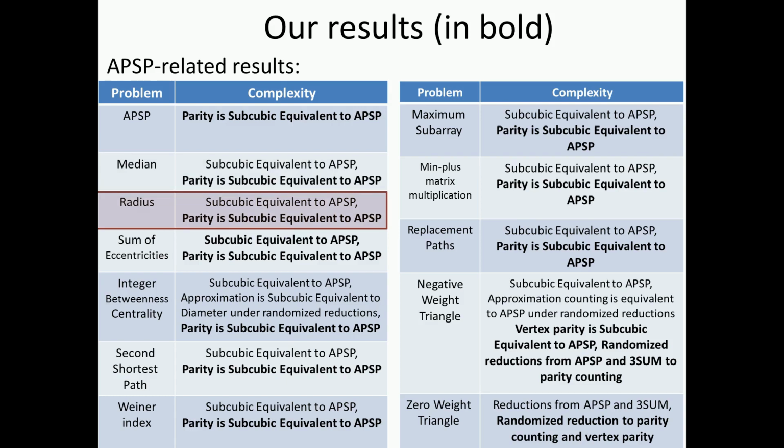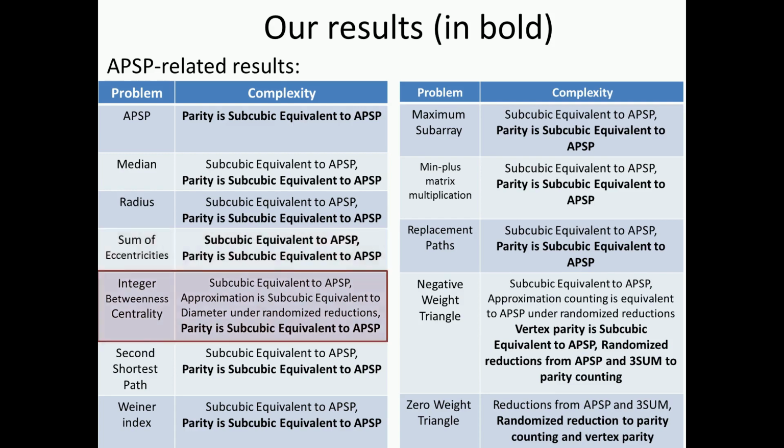Similarly, we show that radius parity is subcubic equivalent to all pair shortest path and radius itself. We show that sum of eccentricities is subcubic equivalent to all pair shortest path, and also that computing the parity of the sum of eccentricities is subcubic equivalent to all pair shortest path. There is also the integer betweenness centrality problem, which is known to be subcubic equivalent to all pair shortest path, and also that approximation of integer betweenness centrality is subcubic equivalent to diameter. In the paper, we show that integer betweenness centrality parity is subcubic equivalent to all pair shortest path.